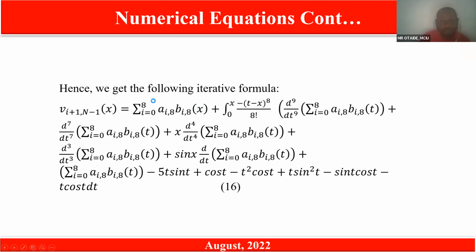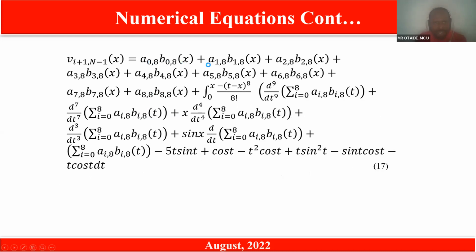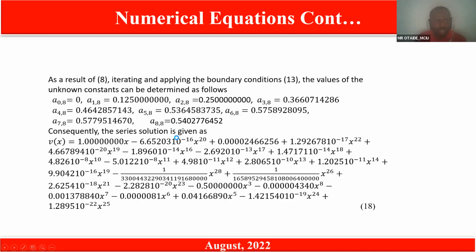You see this iterative formula, and there you can see the Lagrange multiplier. This is the approximate solution, and we name this iterative formula the equation system. On the next slide, this system is broken down. The approximate solution is broken down from i equal to 0 to 8, and we call this equation 17. So what is our phi? Phi is our Bernstein polynomial.